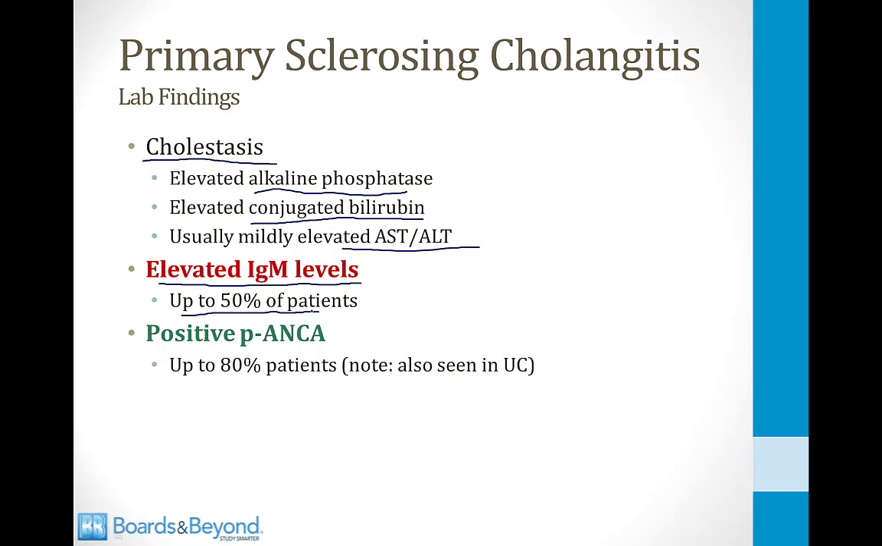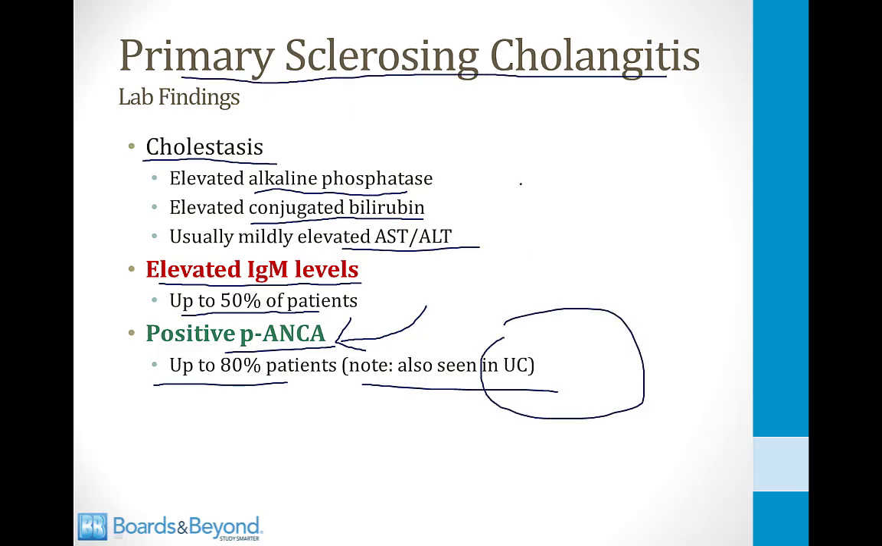And then finally, there is an association between the p-ANCA antibody and sclerosing cholangitis. Up to 80% of sclerosing cholangitis patients are positive for p-ANCA, and this is easy to remember because p-ANCA is also associated with ulcerative colitis. And remember what I told you, you can largely think of this disorder as a complication of ulcerative colitis.